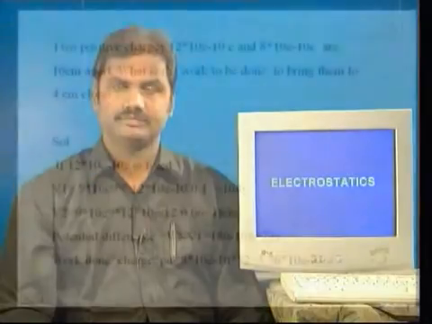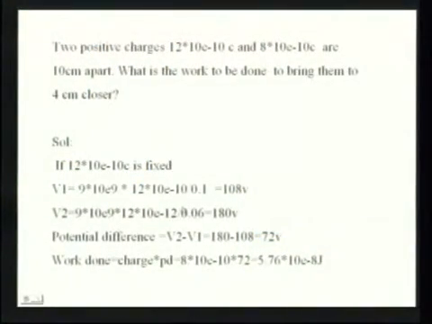Let us see one problem on the slide presentation. Let us calculate one problem, that is evaluation of the potential or work done. Let us consider two positive charges, 12 into 10 to the power of minus 10 coulombs and 8 into 10 to the power of minus 10 coulombs, 10 centimeters apart. What is the work to be done to bring them 4 centimeters closer?